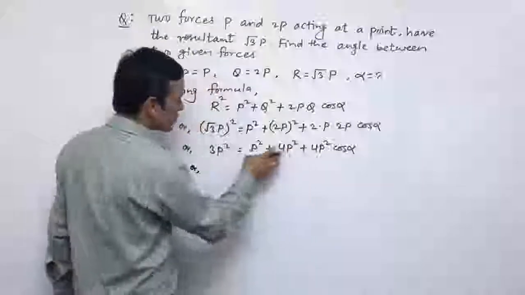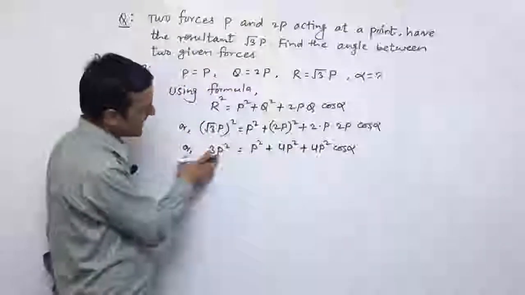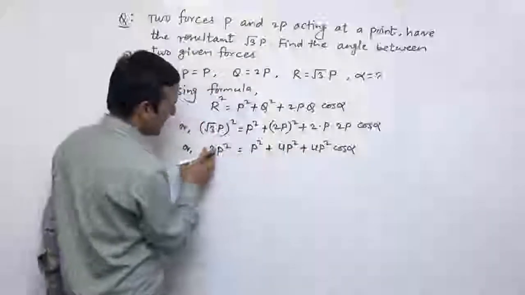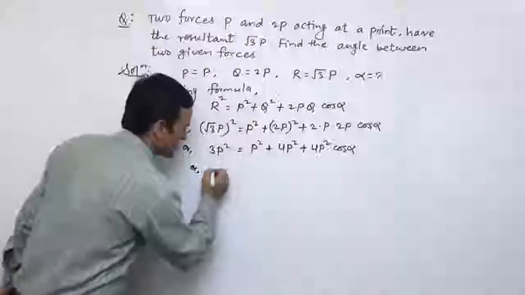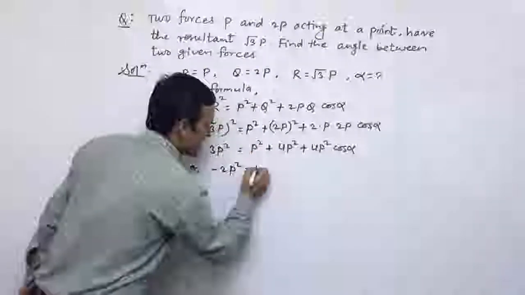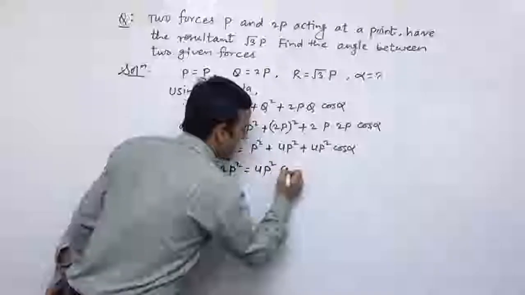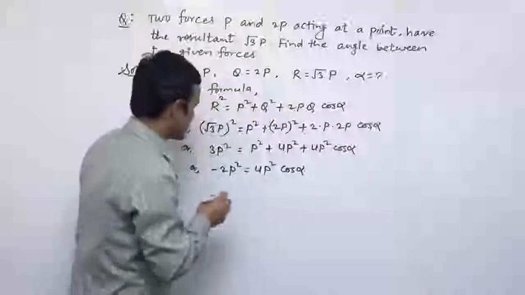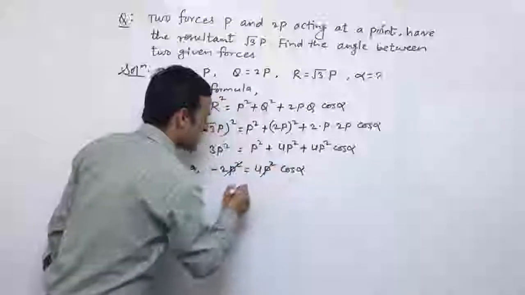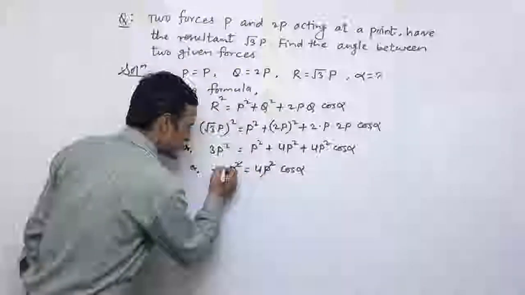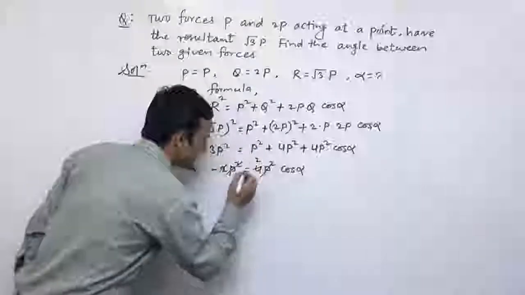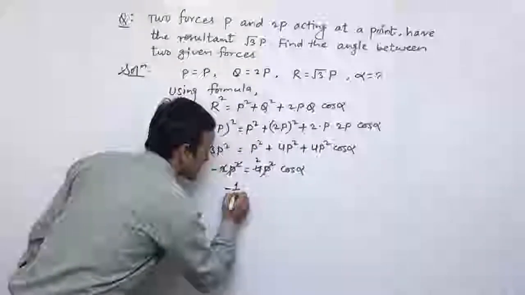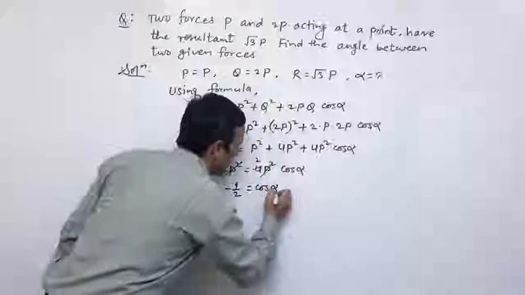Now all the P square we can transpose to the other side. So it is 5P square. 3P square minus 5P square means minus 2P square. And again we have cos alpha. This is the same as it is. Write down, P square cancels, and 4 and 2 also cancel. So minus 1 by 2 is equal to cos alpha.